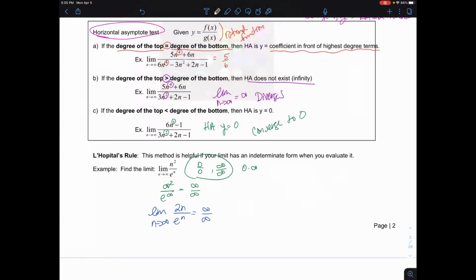And if I repeat L'Hopital's rule again, I get the limit as n goes to infinity of 2 over e to the n, which is 2 over infinity. And we remember if we divide any number by something that's really super, super big, we're getting 0. So we would say this converges to 0.